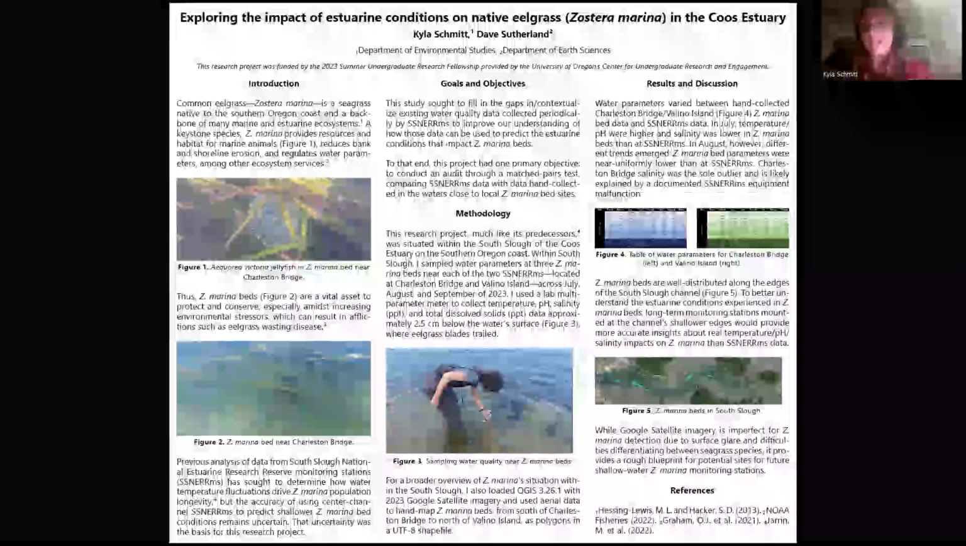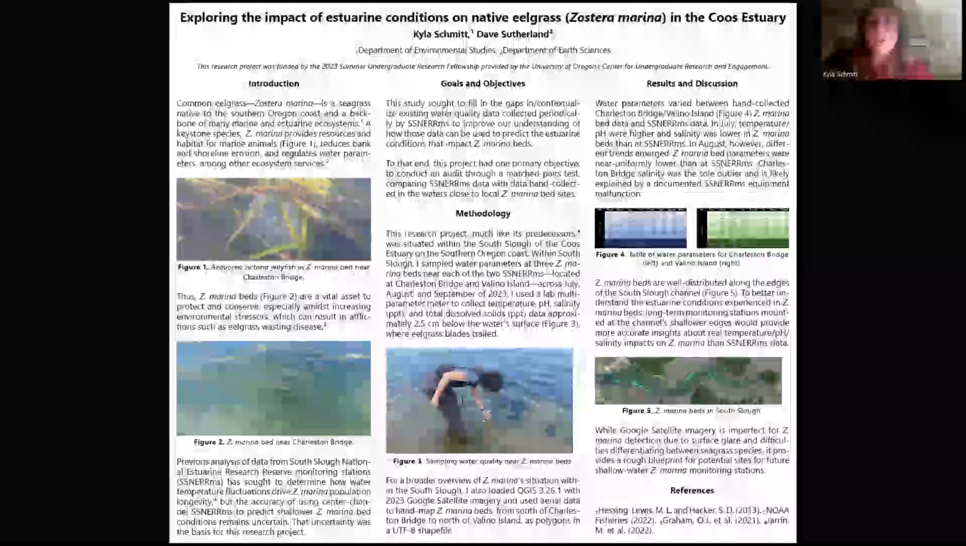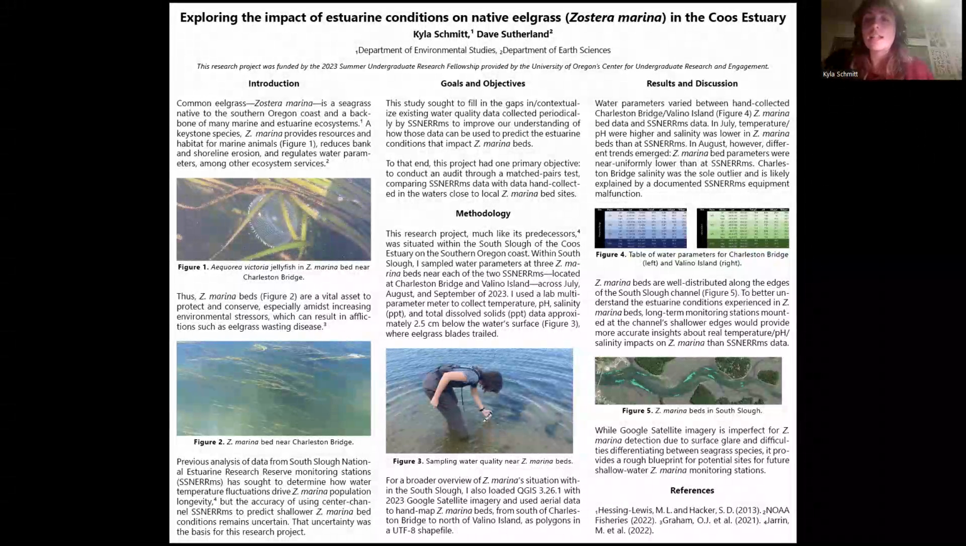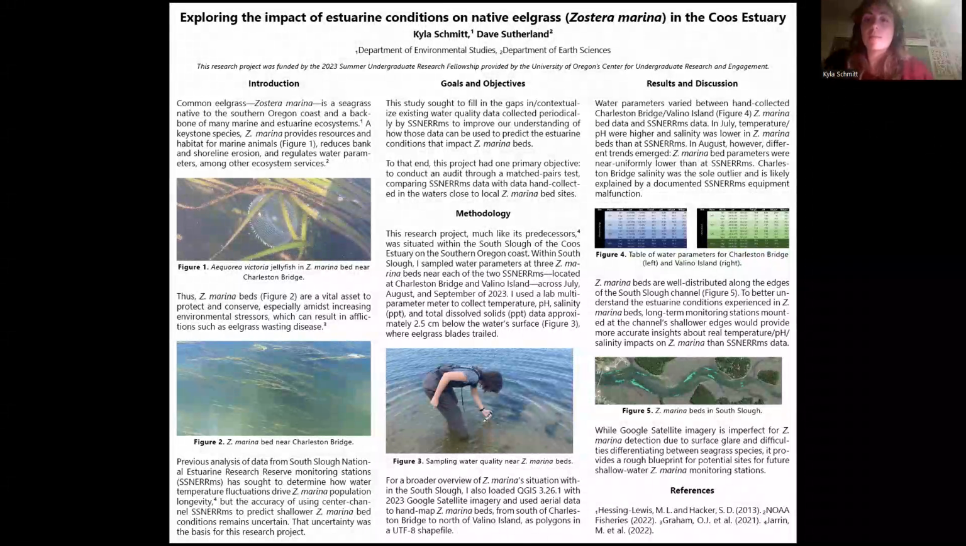So my results indicated that in July, temperature and pH were significantly variable and higher, and salinity was lower in the Zostera marina beds than actually at the monitoring stations. But in August, the trends flipped, and the bed parameters were nearly uniformly lower than at the monitoring stations. There were some outliers, but in general, what I found was that data did vary between the hand collected shoreline data versus the monitoring data towards the center of the channel.